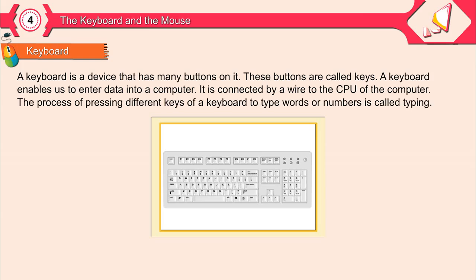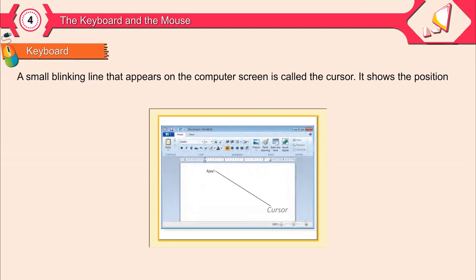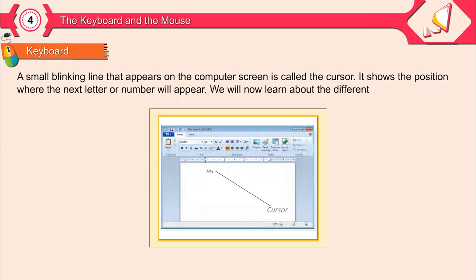The process of pressing different keys of a keyboard to type words or numbers is called typing. A small blinking line that appears on the computer screen is called the cursor. It shows the position where the next letter or number will appear. We will now learn about the different keys of a keyboard.